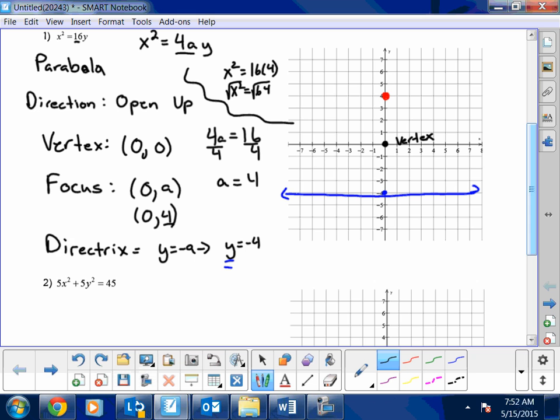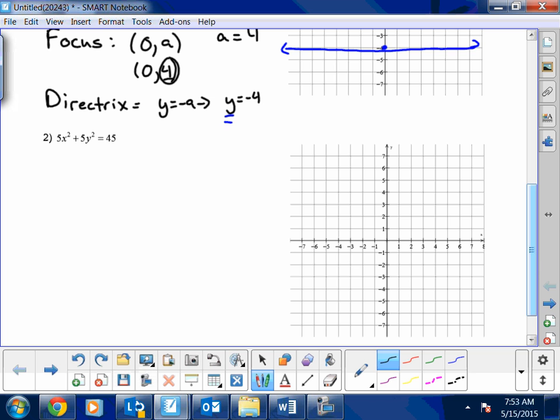Take the square root of both sides, and you get that x is equal to plus or minus 8, which just means that given the same y value of 4, you'll have a point at (8, 4) and at (-8, 4). So you have a point here, a point here, and now we can draw this lovely looking parabola like this. Fantastic. Let's move on to the next.